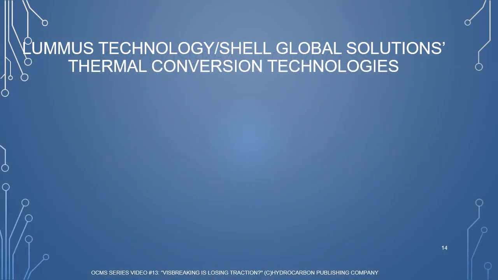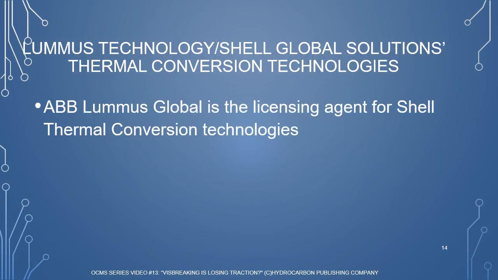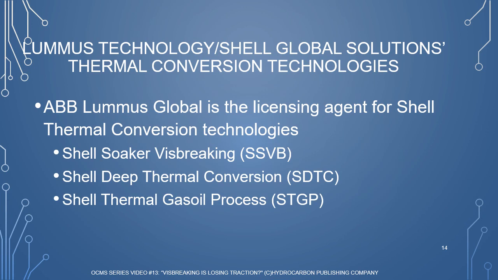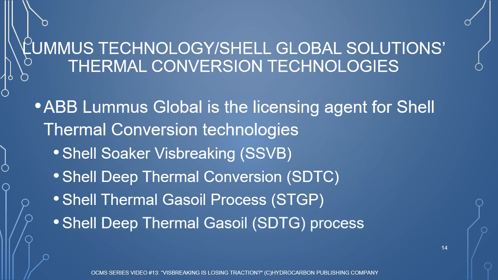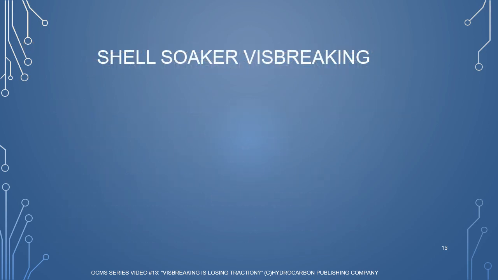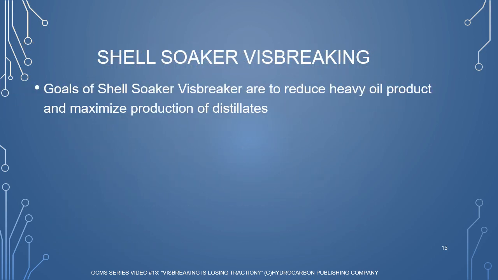ABB Lummus Global licenses Shell Thermal Conversion Technologies, which includes Shell Soaker Visbreaking Technology, Shell Deep Thermal Conversion, Shell Thermal Gas Oil Process, and Shell Deep Thermal Gas Oil Process. Additionally, Shell Vacuum Flash technology can be added to visbreakers for additional benefits. The goals of the Shell Soaker Visbreaking technology process are to reduce the heavy oil product by lowering the viscosity of the resid and to maximize production of distillates.